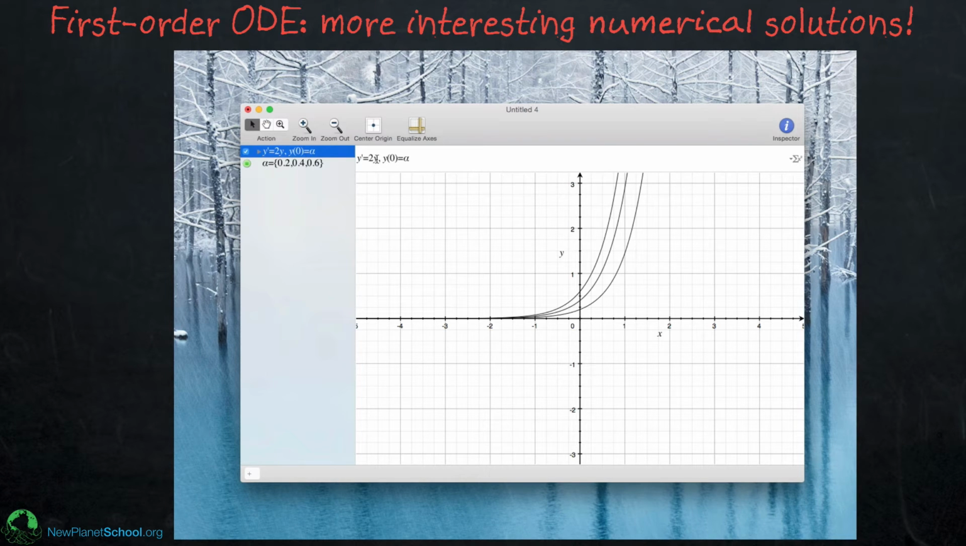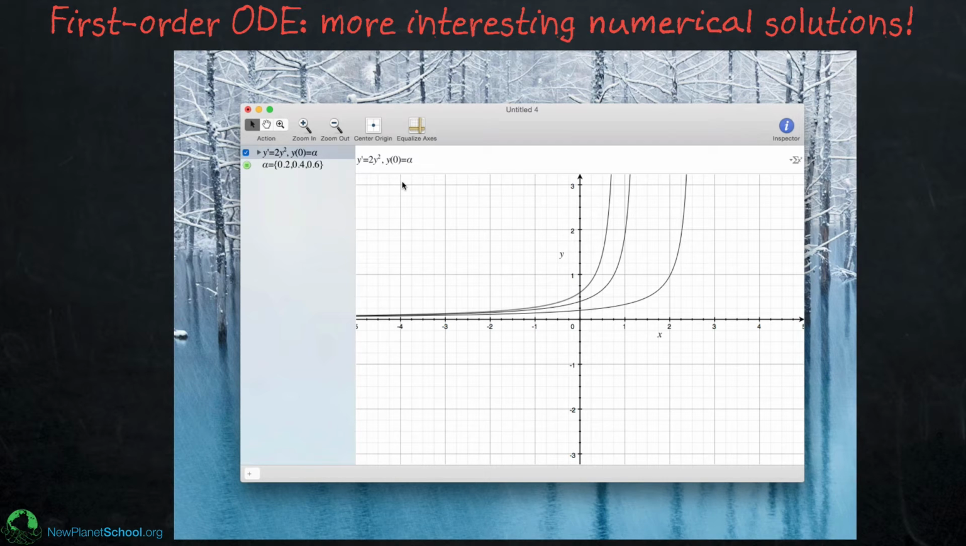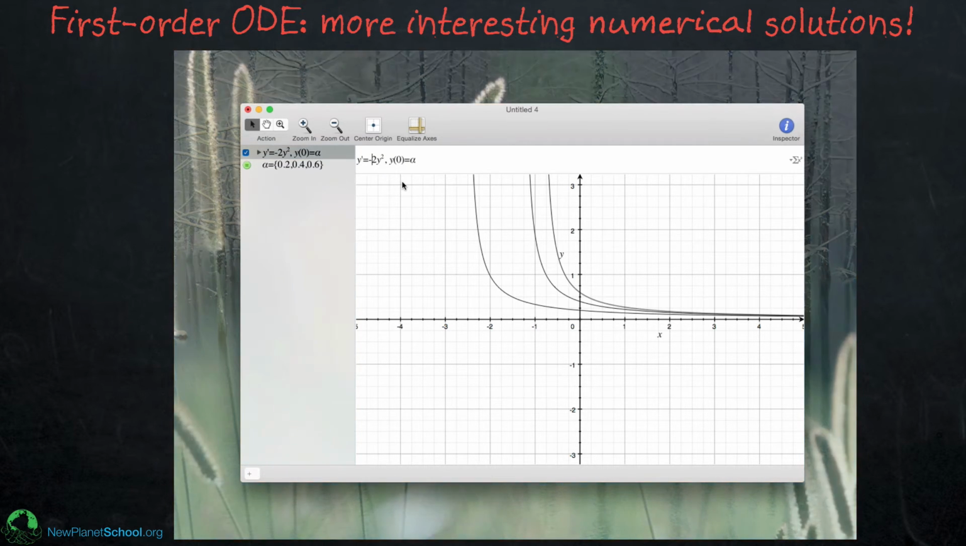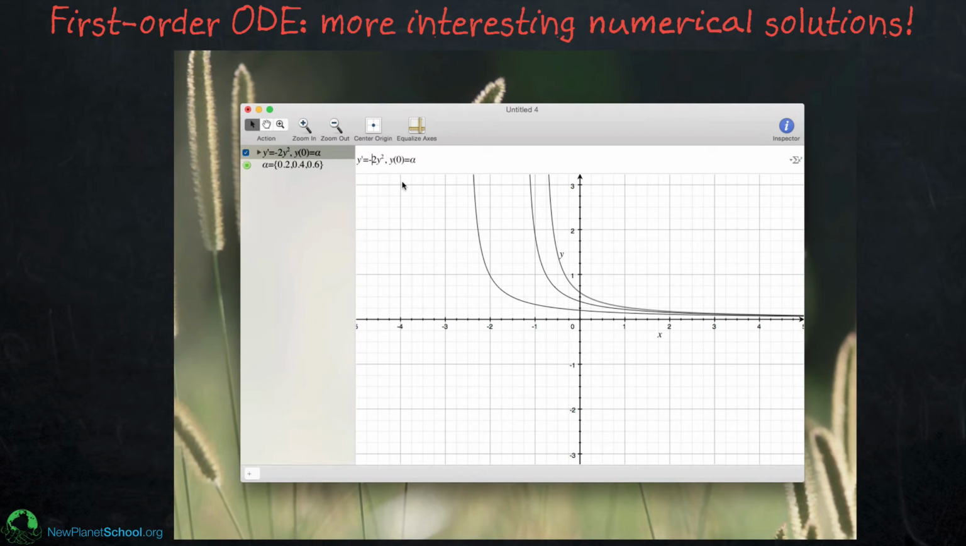Now, imagine I start changing things. Like, what if I had y squared? What would that look like? Is that what you'd expect? What if I put a minus sign here? Is that what you'd expect? You get solutions so quickly with this, you can start building your intuition. What if I put a minus sign up here? Very different solution. And you can put other nonlinear terms in here.